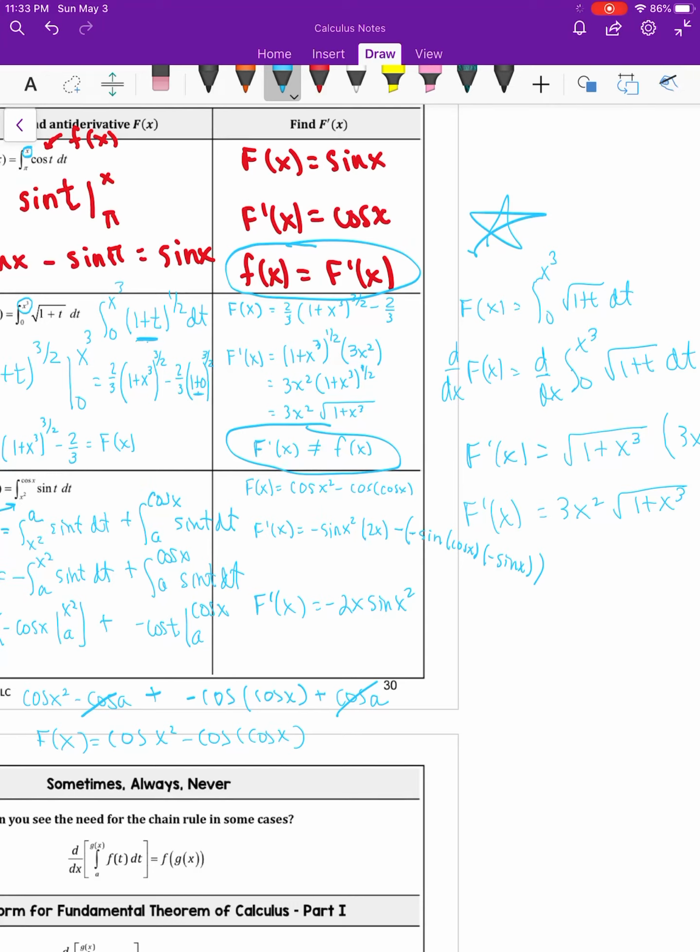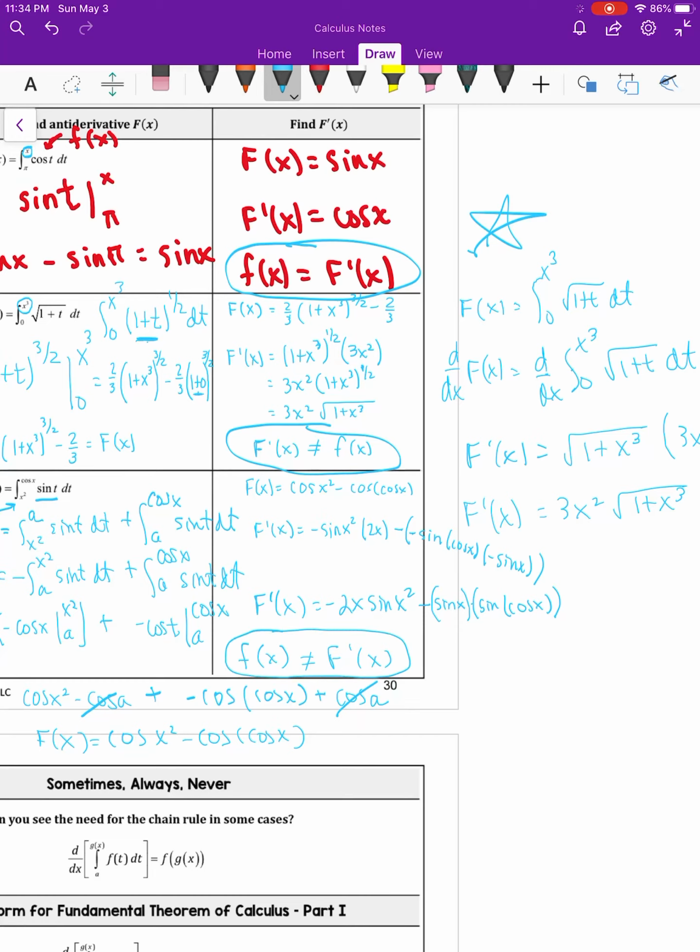And so negative 2x sine of x squared. Negative times negative is a positive, but then you've got this negative in front. So this is negative, and I'm going to bring that sine x times sine of cosine x. So that's kind of weird, but it's sine x times sine of cosine x. And so now you can see that that was not what you started with.